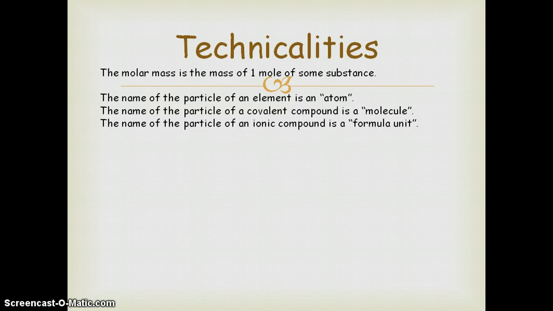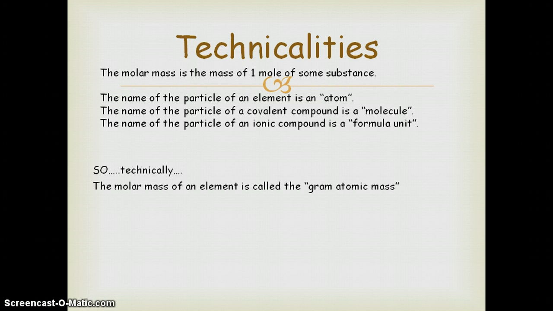Now, the name for a particle of an ionic compound is called a formula unit. We don't actually call those molecules because they are bound in a different way. So those are formula units. So if you see any of those terms, I want to make sure that you're not confused by them. Please take a moment to pause the video and write down these terms so that they don't confuse you later. Remember, for an element, the name of the particle is an atom. For covalent compounds, the name of the particle is a molecule. For ionic compounds, the name of the particle is a formula unit.